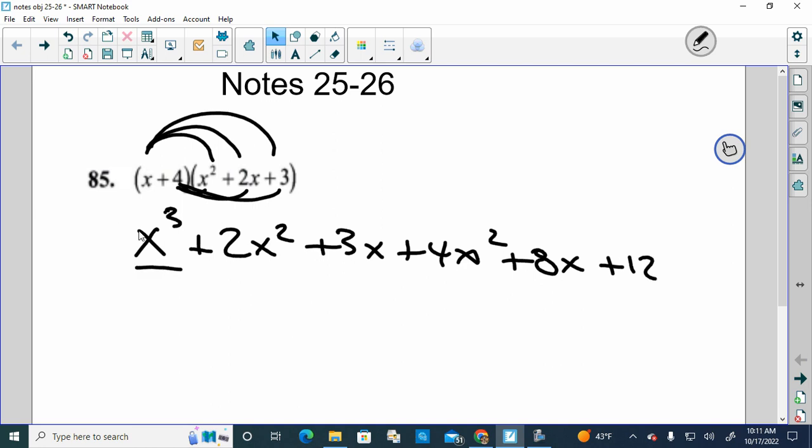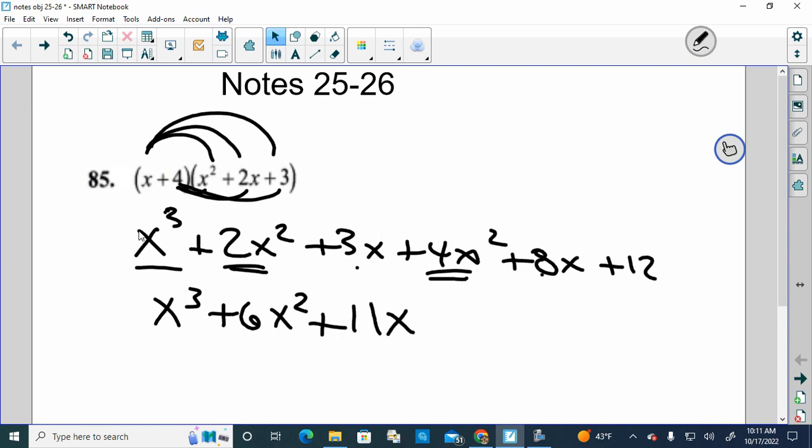So we have x to the third, don't have another x to the third, so it stays the same. X to the second, and then a 4x to the second, so that would give us 6x to the second, and then a 3x and an 8x, 11x, and then 12x. Just make sure that we're in descending order, which we attack them in that way anyways. Good?